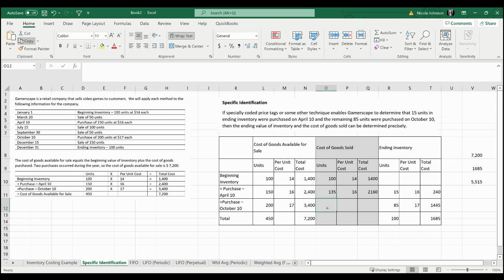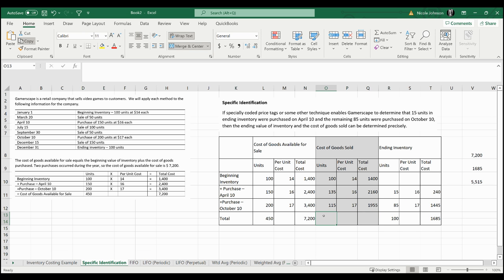Now to determine this one, I can take the 200 available for sale out of the October 10th purchase, and subtract out what was in my ending inventory. So I've got 115 that I sold from my October 10th purchase. Those were purchased at 17 a piece. So I take the 115 times 17 and get 1,955.